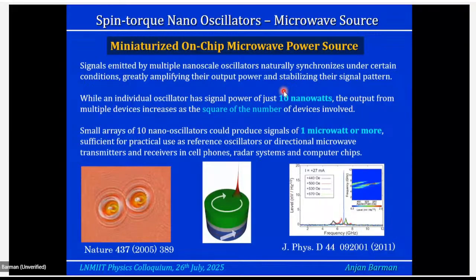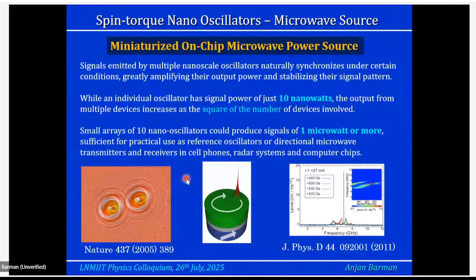Okay, so if you have only one oscillator, but if you can synchronize them, then the power goes as the square of the number of oscillators. Here, it was first shown in this Nature paper that two oscillators can be mutually synchronized, and then the power will be 2 to the power 2, that is 4 times that of the single oscillator. Similarly, if you can synchronize n number of oscillators, then the overall power will be n squared. So that will be a huge increase.